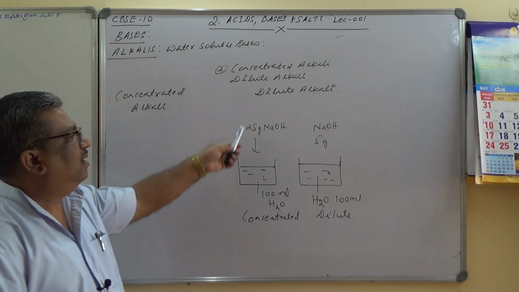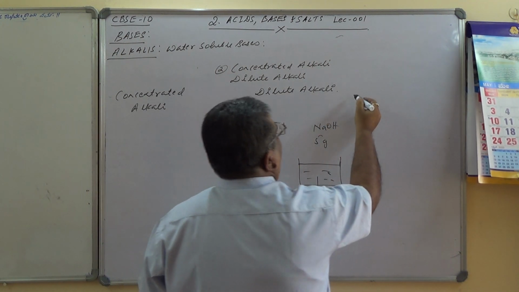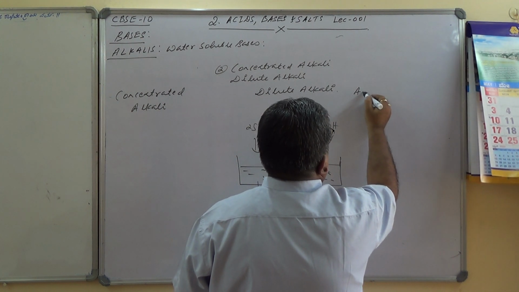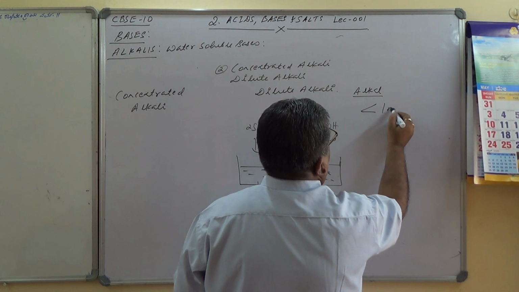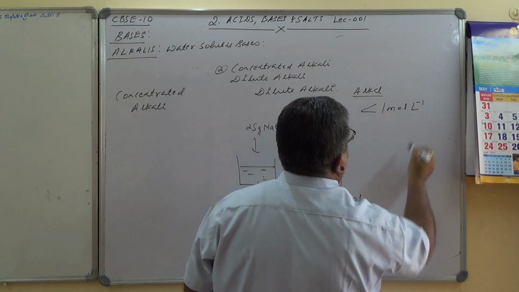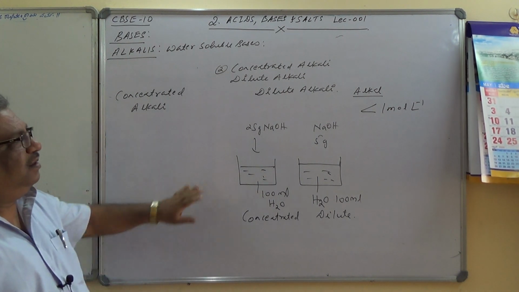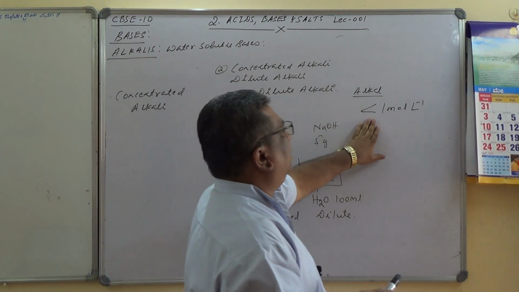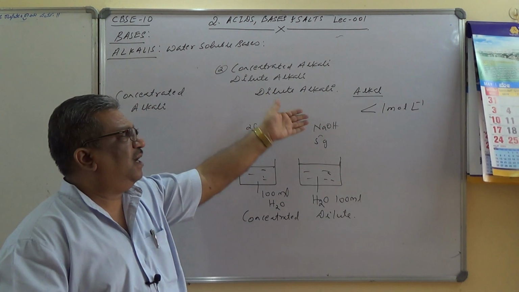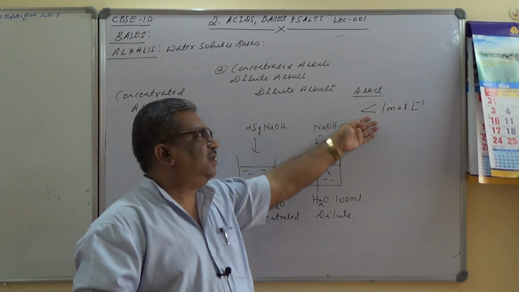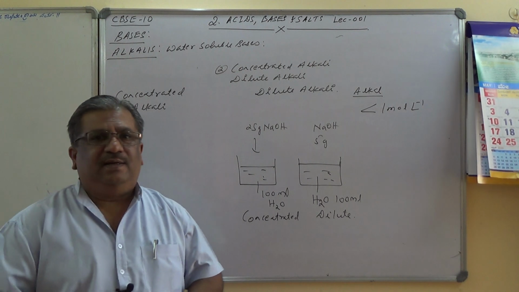Here again, if you look at the concentration, in dilute alkali the concentration of alkali present is less than 1 mole per liter. So whenever the concentration is less than 1 mole per liter, those are referred to as dilute alkalis. Similar to the acids, where if the concentration of acid was less than 1 mole per liter, it was called dilute acid.